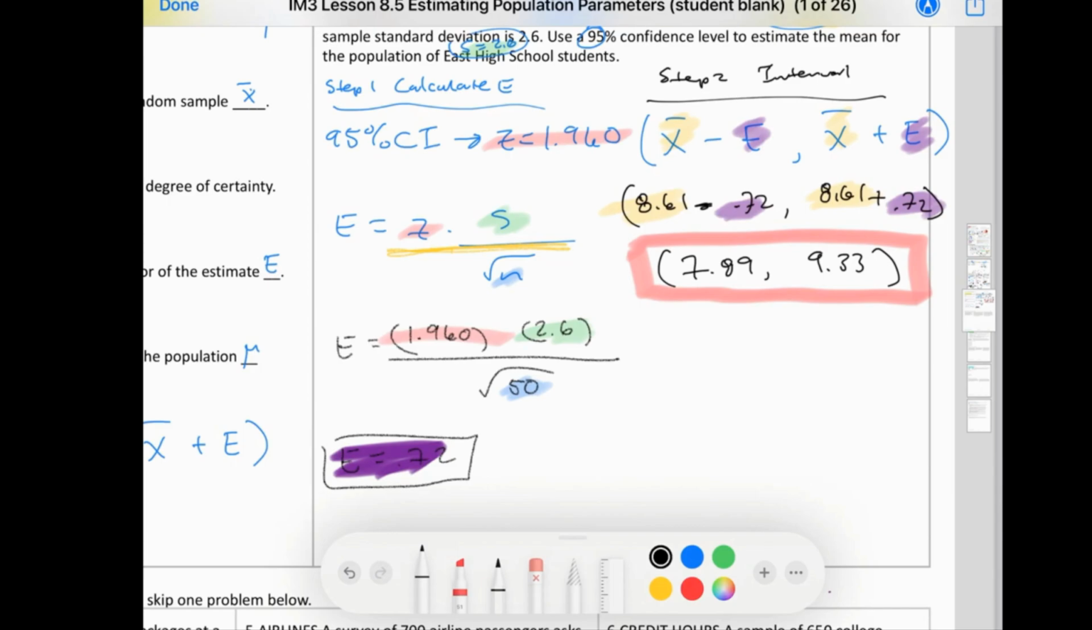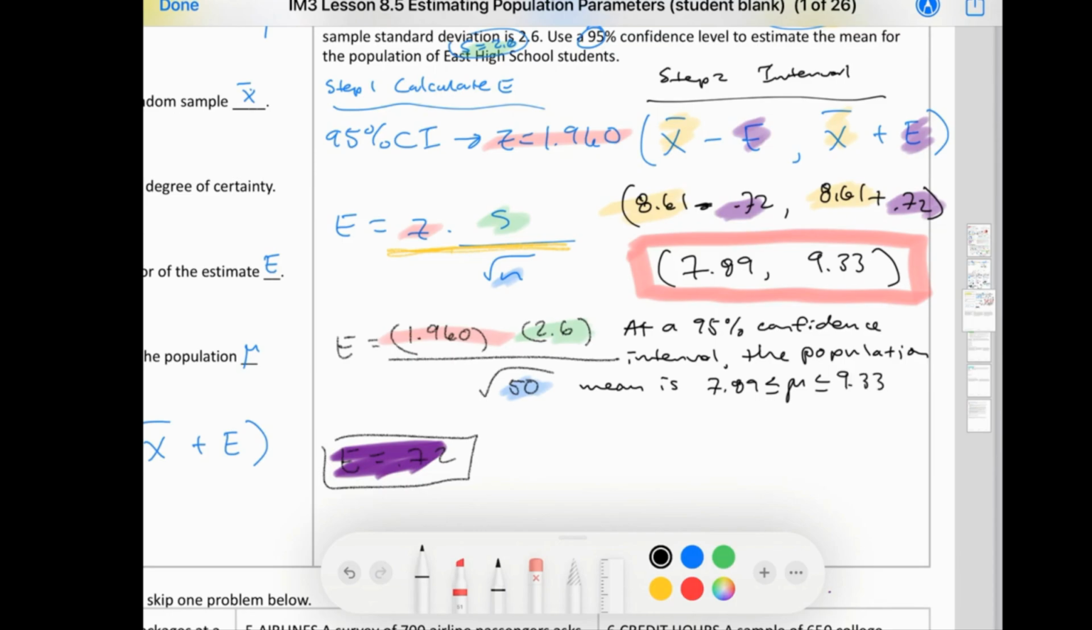What kind of confidence interval? At a 95%. Again, feel free to copy and paste this sentence frame. Now we're using this to estimate the population mean. It is 7.89 from above. And the population mean is this score. So now I'm just using an inequality here to represent my range.